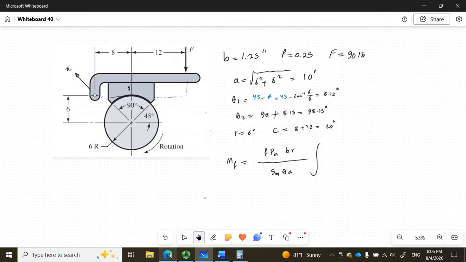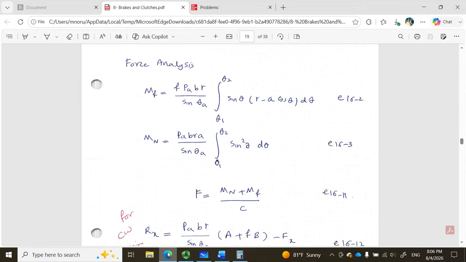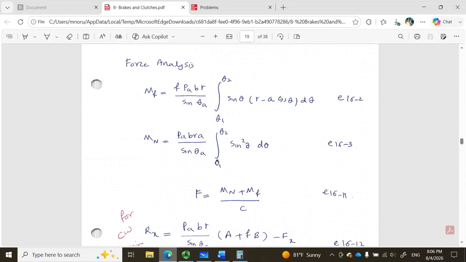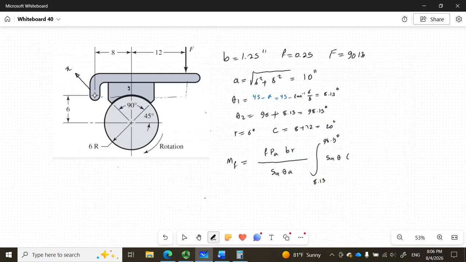The angle goes from theta 1, 8.13, to 98.13, but remember these must be in radians. And then sine of theta, times r minus a cosine of theta, d theta.